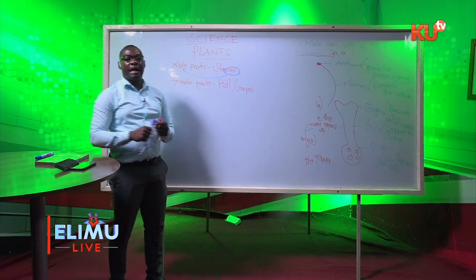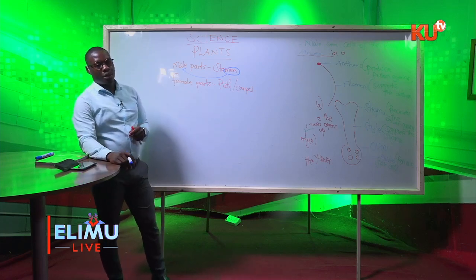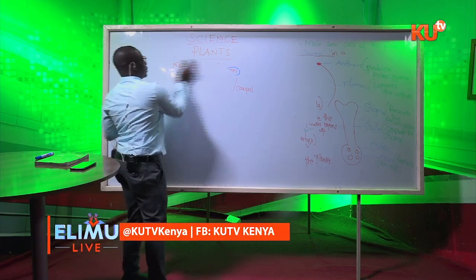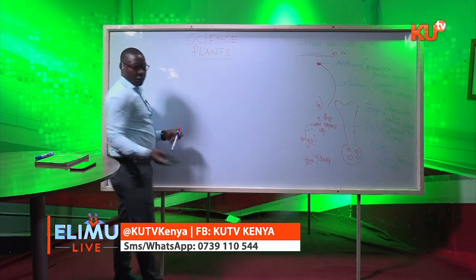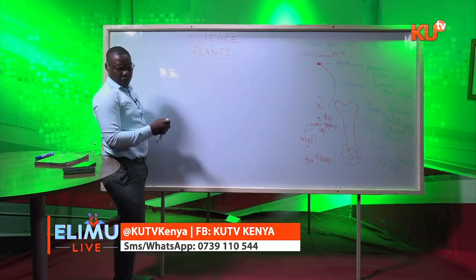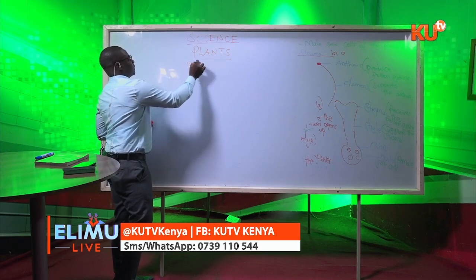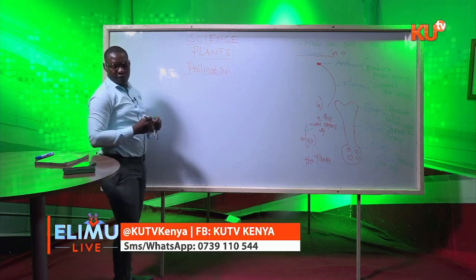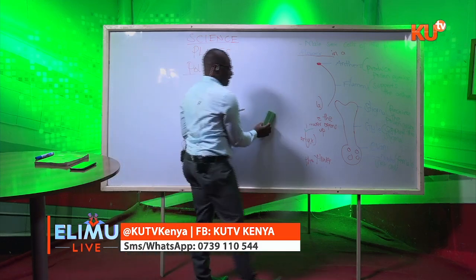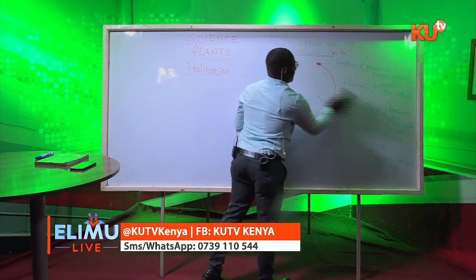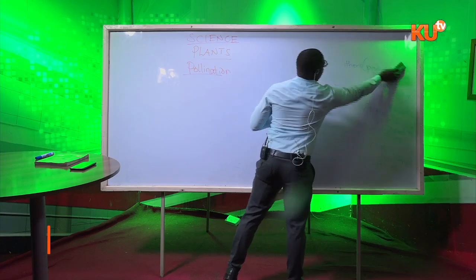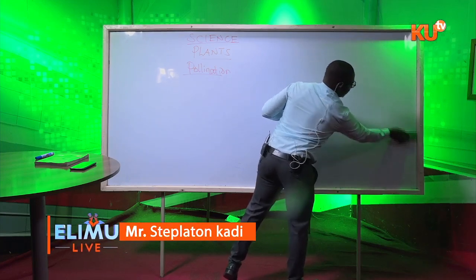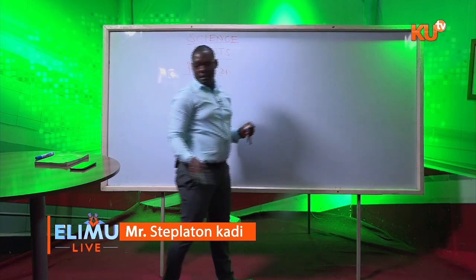So after looking at the parts of the flower, we want to look at what we call pollination. And what is pollination? So we've been talking about the male sex of the flower and the female sex of the flower. Pollination will be that movement of the sex cells, especially the male sex cell.